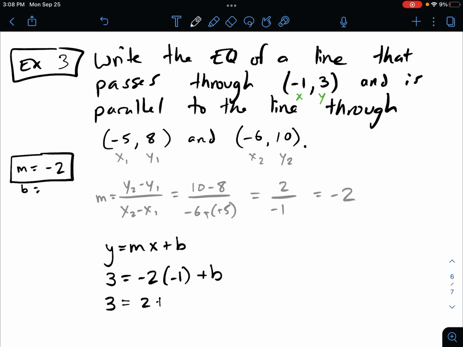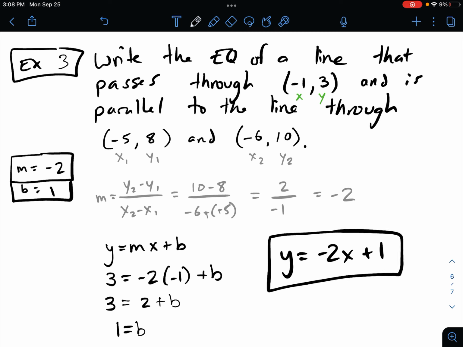I'm going to now solve. So 3 equals 2 plus b. And when I subtract 2 on both sides, we get 1 equals b. So 1 would be the y-intercept. So final answer would be y equals negative 2x plus 1.